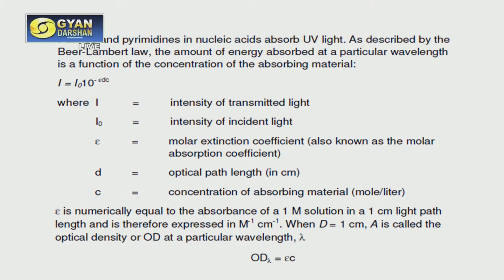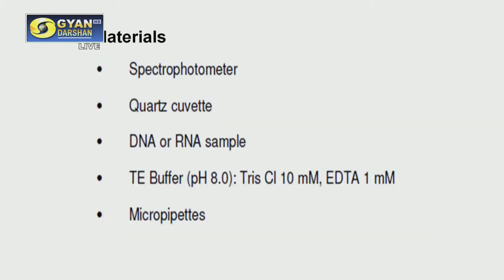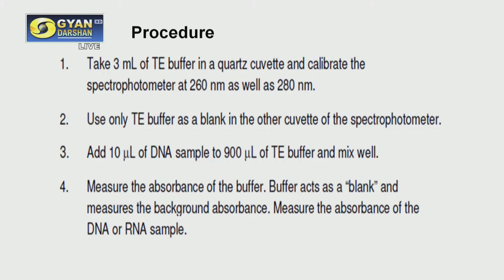So you have to take two readings. What you need here is a spectrophotometer, quartz cuvette, and a DNA or RNA sample. In our case, it will be a DNA sample only, because you are not working with RNA. You are dealing with plasmid DNA. You also need TE buffer, pH 8, and the micropipettes as I have shown. So what will be the procedure?